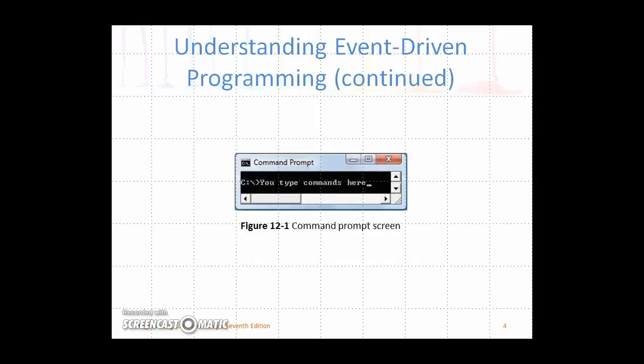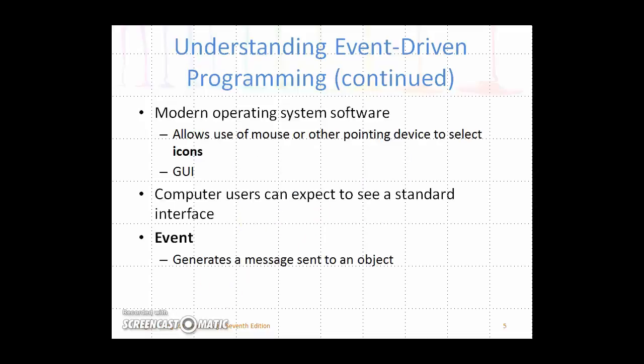Here is an example of a command prompt screen. You'll see this is our C drive and you'll just type your commands in here. You can locate the Windows operating system command prompt under the accessories from your start menu, but for newer versions, the search icon is far quicker. Our modern operating system software allows the use of a mouse and other pointing devices to select icons on the screen. So what's actually happening is our interaction with the operating system is with a mouse.